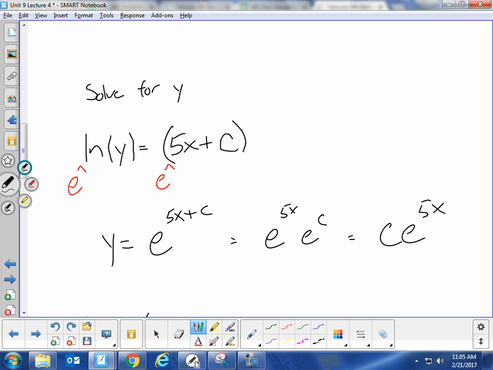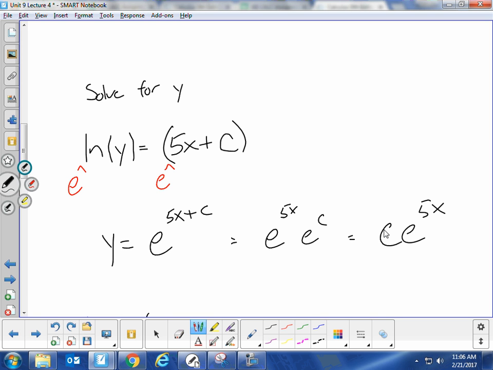Because c is just a constant, e to a constant is just another constant. E is a number, to the c is a number. We can talk about how, well, c could be a positive or negative, but all of a sudden e to the c is just going to be a positive. But once we turn it into a c, it works out based on the original problem and the domain of the original problem that we can write it as just a c.